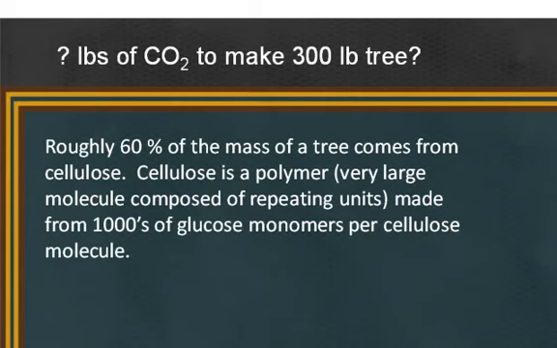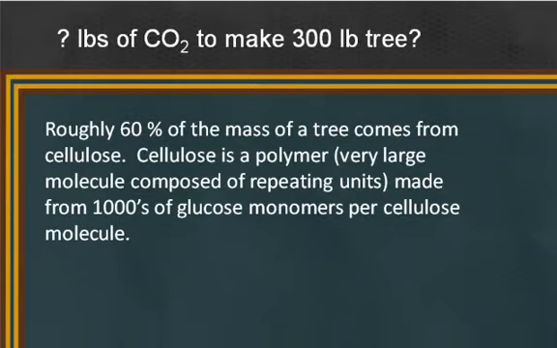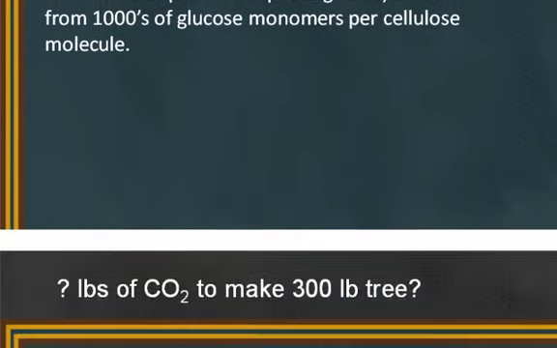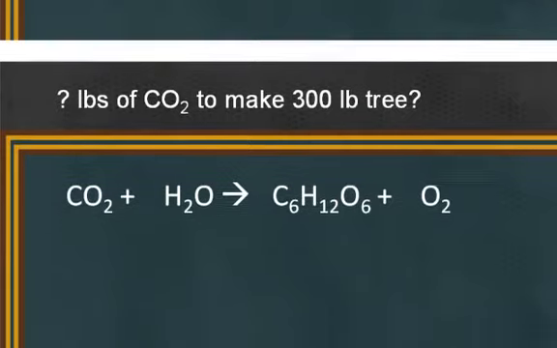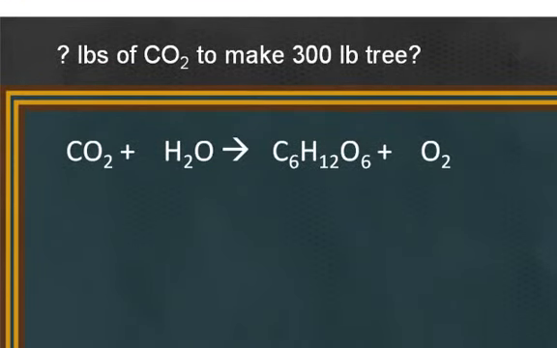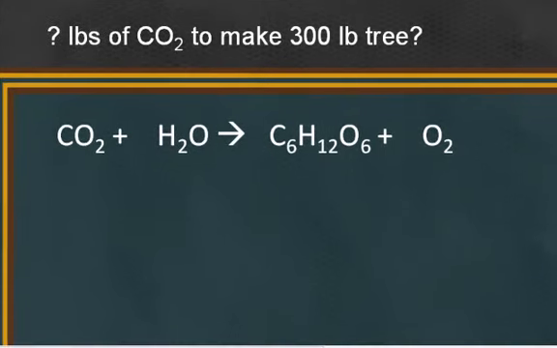So in class we asked the question, how many pounds of carbon dioxide does it take to make a 300-pound tree? Knowing that 60% of the mass of the tree comes from cellulose, and the cellulose is made of glucose, and glucose is made from carbon dioxide in photosynthesis, we can answer this question. Okay, so let's take a minute and work this problem out.